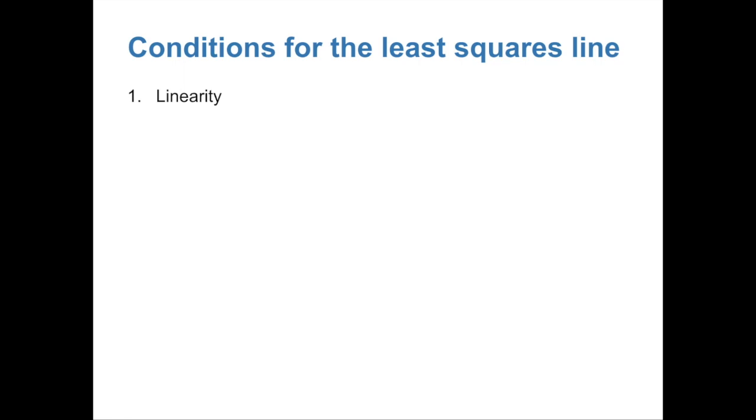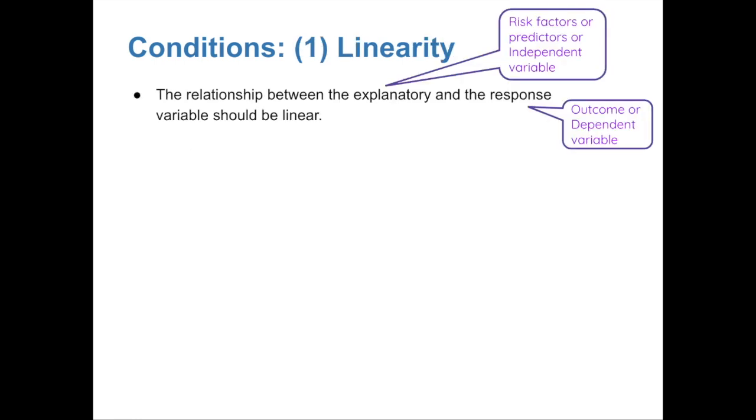There are some conditions, like anything else we've discussed, that need to happen in order for us to utilize the least squares line. The relationship has to be linear, and it has to have nearly normal residuals and constant variability. So what does it mean to have linearity? The relationship between our explanatory variable, or the independent variable, and the response variable, the dependent variable, should be linear, a nice straight line.